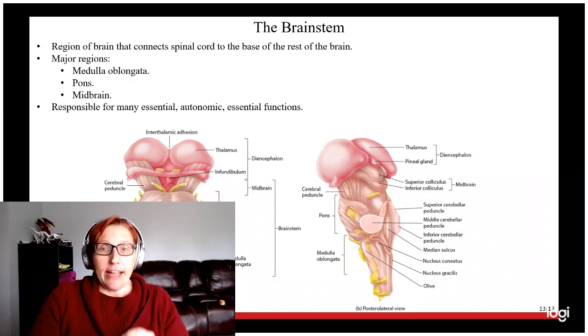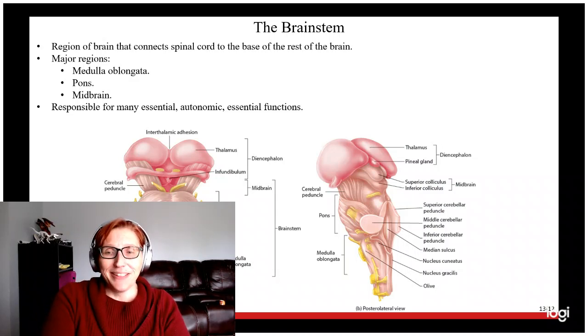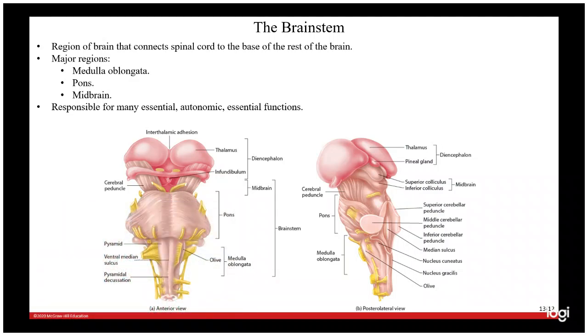All right, the brainstem. The first time I ever saw this picture, it just sort of blows my mind because that doesn't even look like anything you would expect to see in a human body. But this is the portion of the brainstem that connects to the spinal cord and to the base of the whole rest of the brain. So that very bottom portion that you see. You need to be able to divide this brainstem into the three major regions.